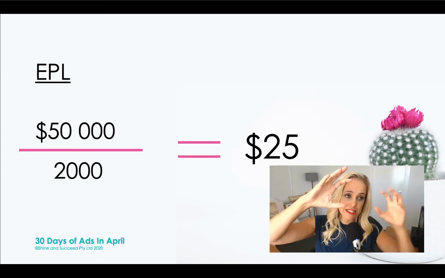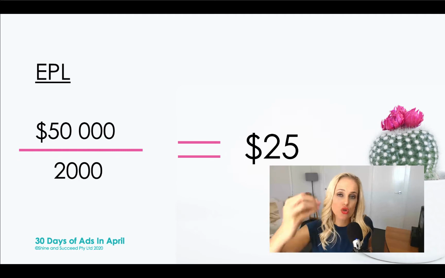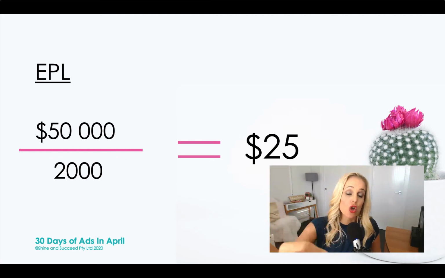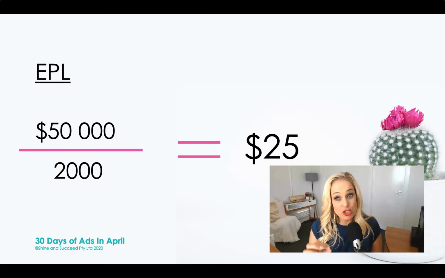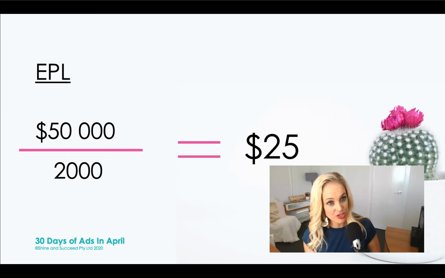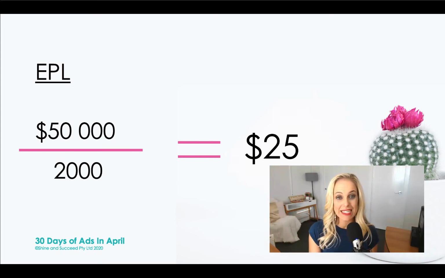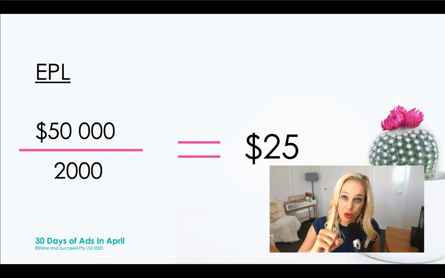So let's say you made $50,000 in your launch, but you had to acquire 2,000 leads to go through your funnel in order to make those sales. The question then is, how much money did you make per person who came into your funnel? And the answer is $25. So if you had $50,000 in revenue and you had 2,000 leads, your earnings per lead is $25.